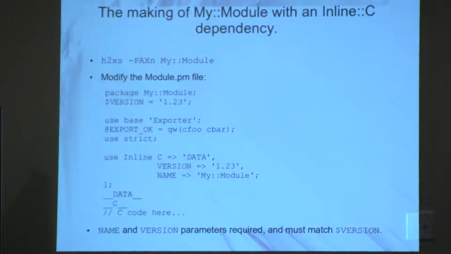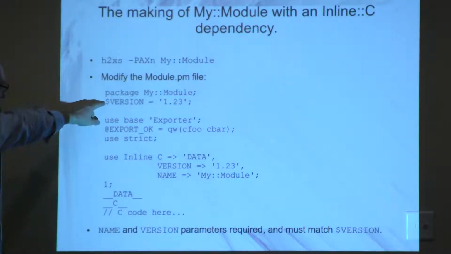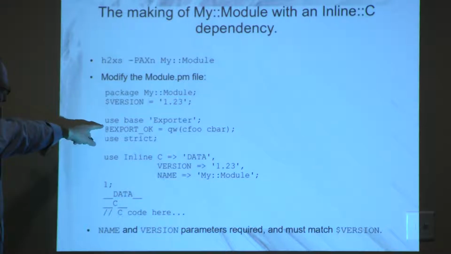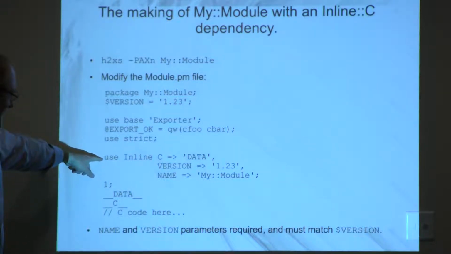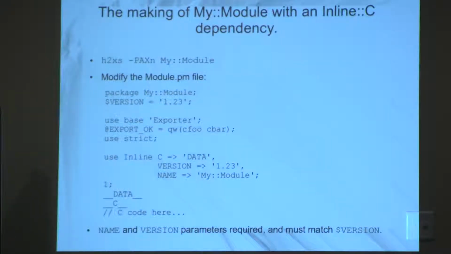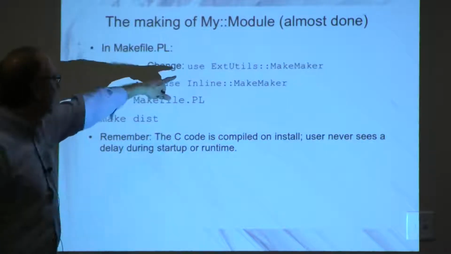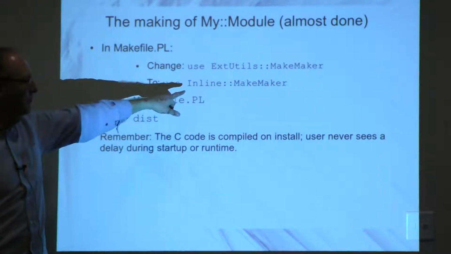So, how to make a module with an Inline C dependency. You start out with the old-fashioned Perl way of creating a module, before Module::Starter came along and some of those others. You're going to modify the PM file that this command creates. You're going to tell it to use Exporter, use strict, use Inline C. That part doesn't have a whole lot of changes, but what you do have to change is in your Makefile.PL. You have to change use ExtUtils::MakeMaker to instead use Inline::MakeMaker.